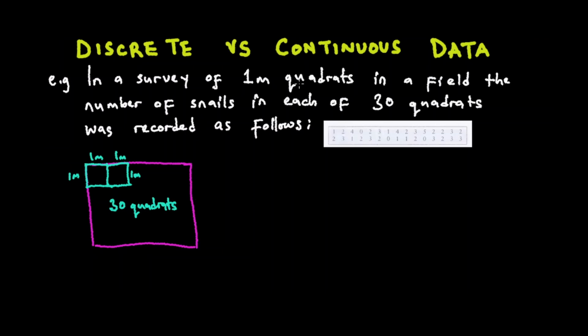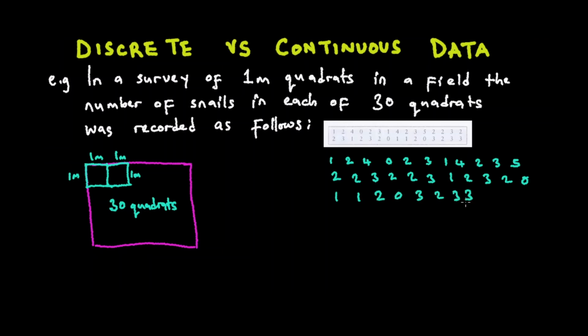So this is a survey of 1 meter quadrants in a field. The number of snails in each of the 30 quadrants was recorded as follows. I'm not sure if you can see my numbers, so I can just reproduce them quickly. It's 1 2 4 0 2 3 1 4 2 3 5 2 2 3 2 2 3 1 2 3 2 0 1 1 2 0 3 2 3 3.